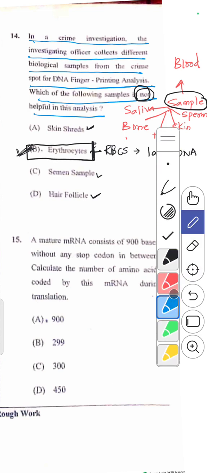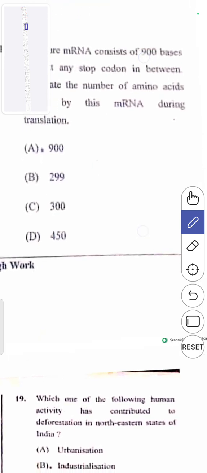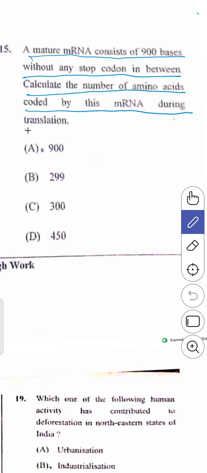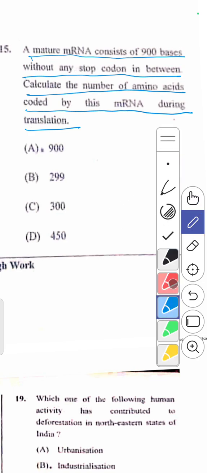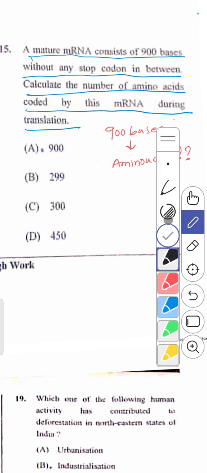So next question, one last question for this video. A mature mRNA consists of 900 bases without any stop codon in between. Calculate the number of amino acids coded by this mRNA during translation. So they are asking, there are 900 bases. These 900 bases will code for how many amino acids? That is the question. So let's discuss in detail.